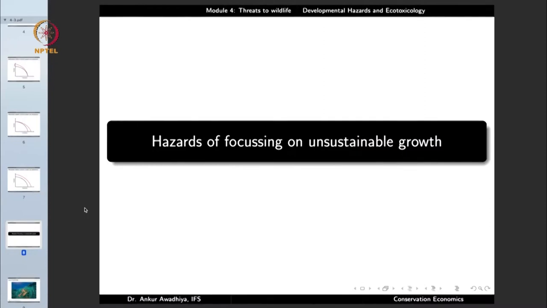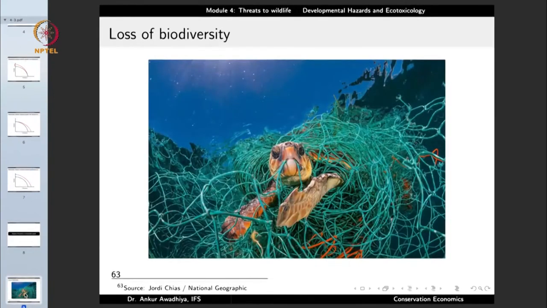So when we focus only on an unsustainable economic growth, there are a number of hazards that crop up. Now remember here that these are the hazards of going for an economic development, which technically should be called only as an economic growth, because these are reducing the well-being of different people. So what are these hazards? These hazards include the loss of biodiversity.